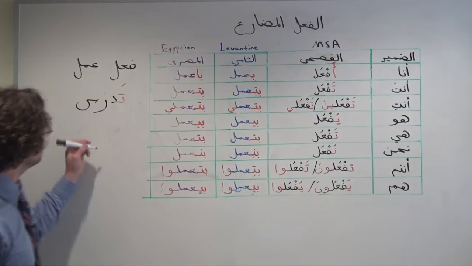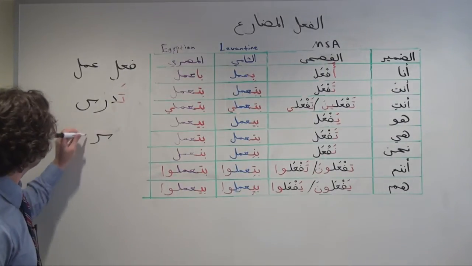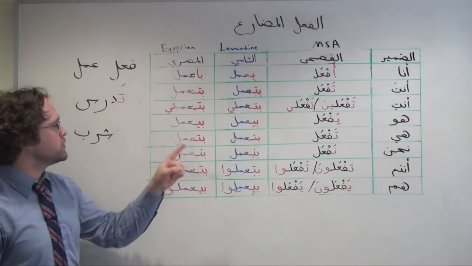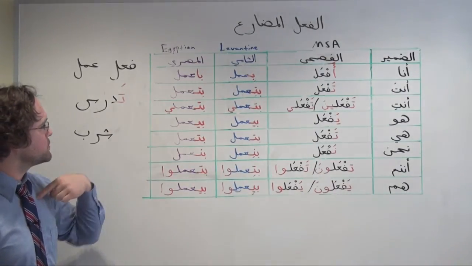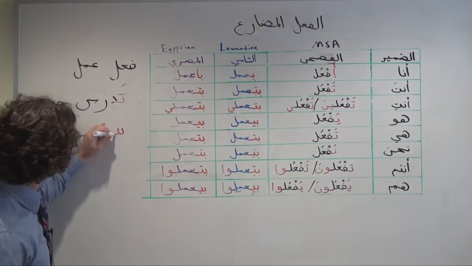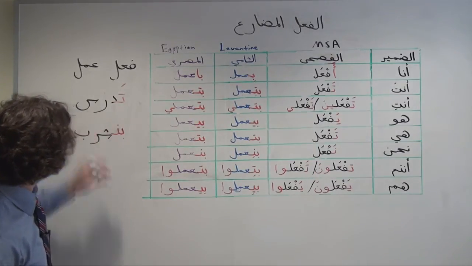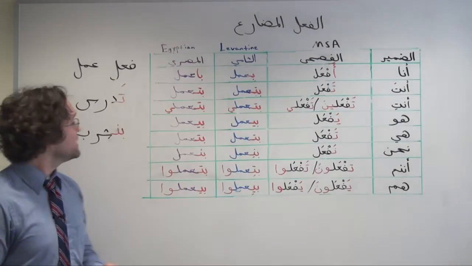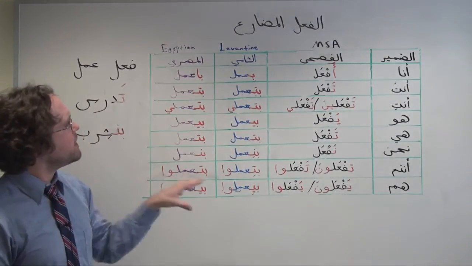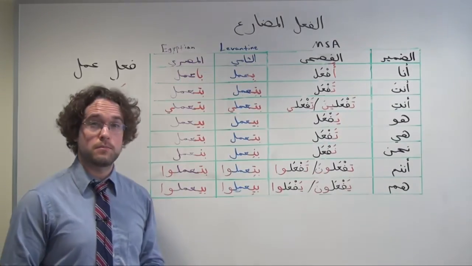Or if I want to say in Egyptian, let's say we drink, I'm going to take that stem of the verb for drinking, shin, ra, ba, and I'm going to go to the first person plural, and I'm going to attach ba, nun, bnishrab. You'll notice that in Levantine and Egyptian, we have a ba on the beginning of these verbs.